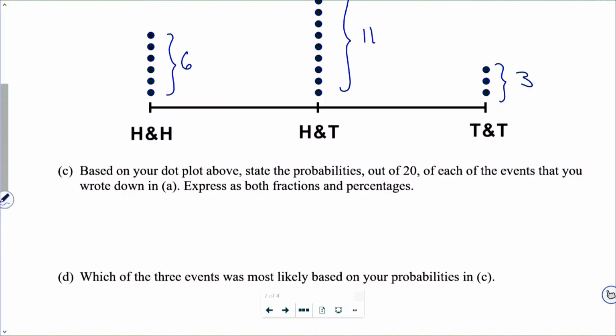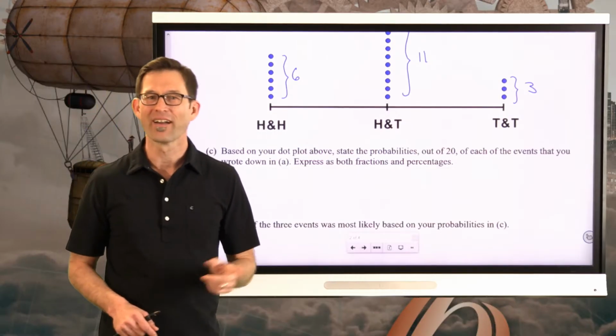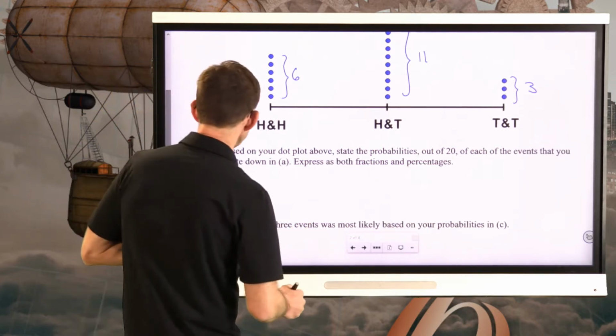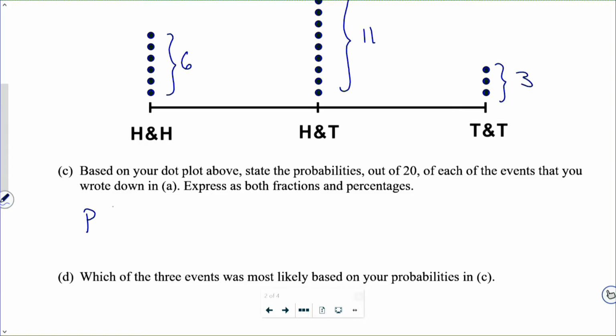But that being said, let's take a look at letter C. Based on your dot plot above, state the probabilities out of 20 of each of the events that you wrote down in A. Express as both fractions and percentages. All right, so it's easy, right? For me at least, the probability that I got a head and a head, right?